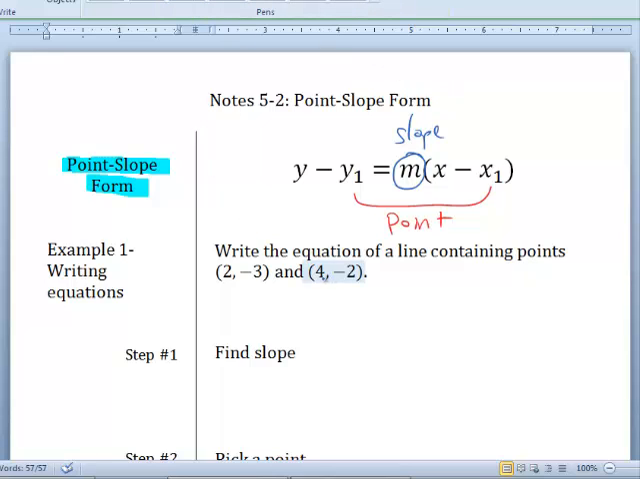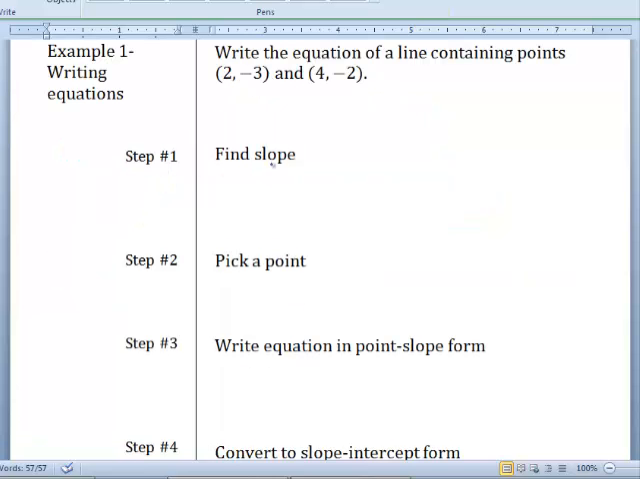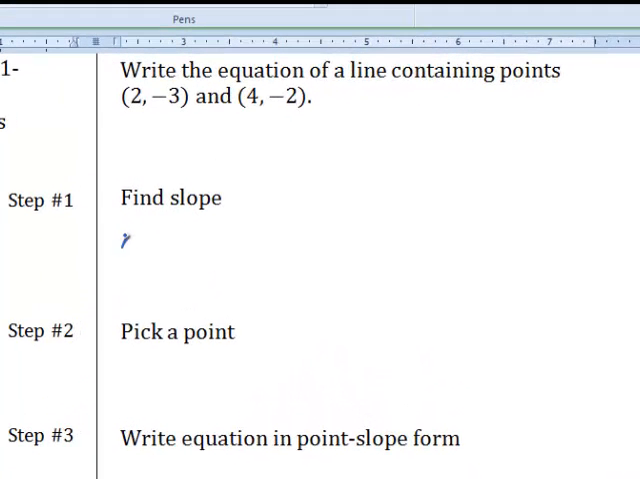All right, so example number 1, writing equations. It says, write the equation of a line containing the points (2, -3) and (4, -2). I can write this in point slope form. Our first step is to find the slope, and we should remember how to find slope between two points. That slope, m, is y2 minus y1 over x2 minus x1. So we can do that with these points.